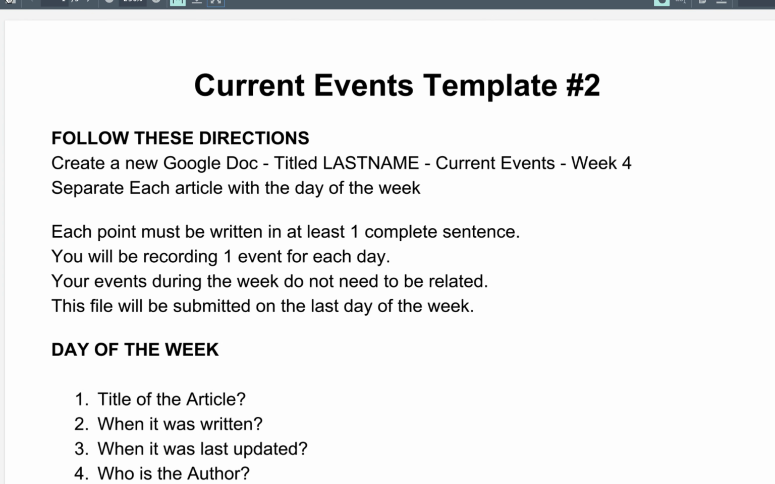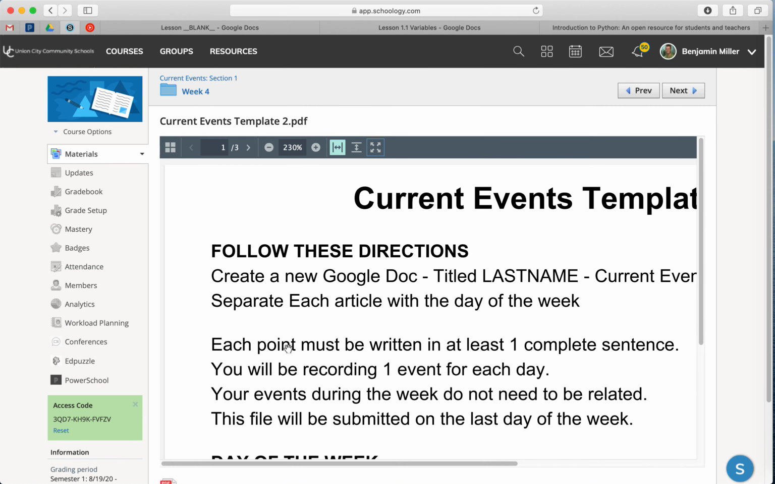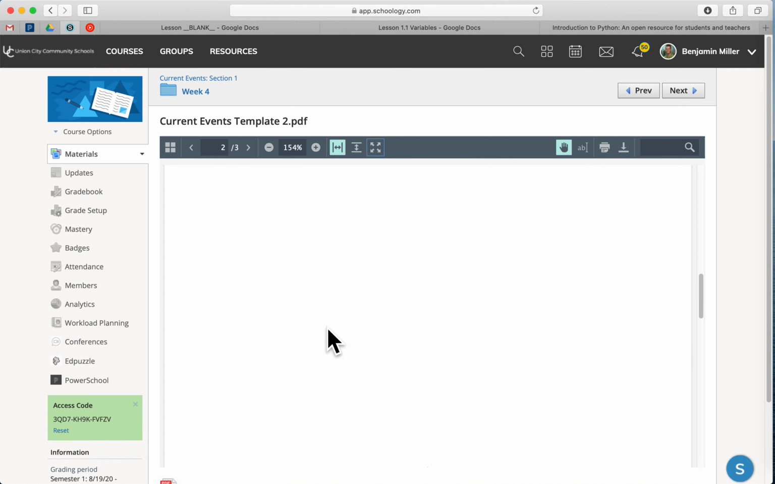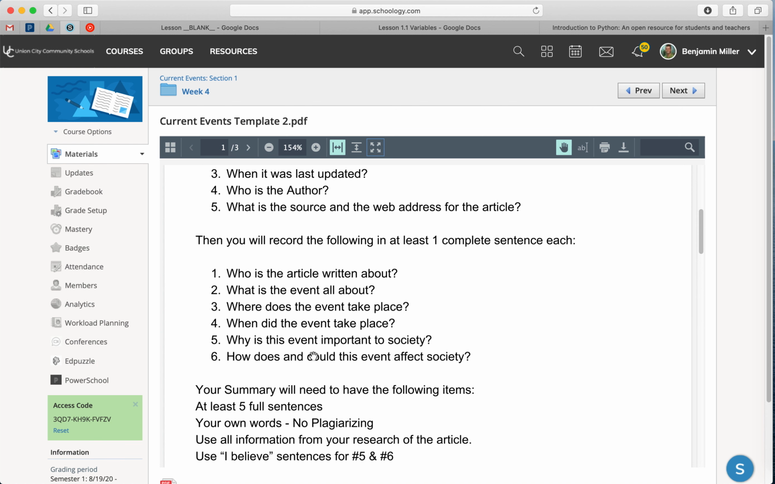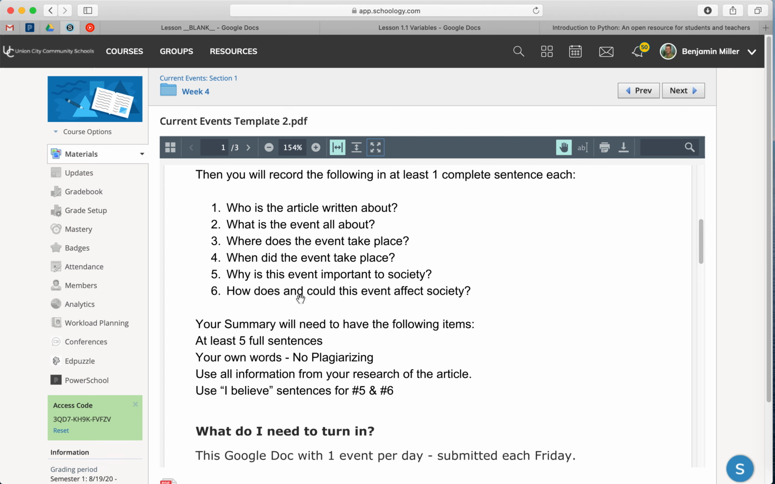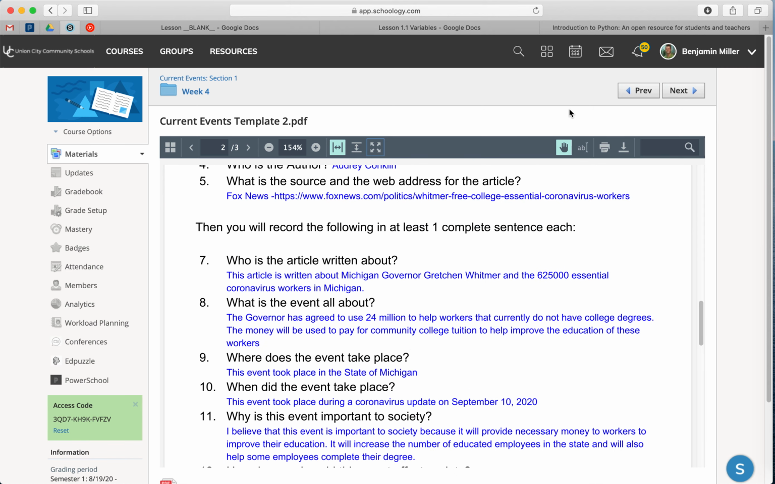So this article, whatever article you choose, whatever current event you choose, you're going to follow this template, and it's going to have all the information, then the current event summary written right below it. So you'll have Monday, the event information, and then the summary. And then Tuesday, the event information and the summary. I think this took me like 20 minutes tops to find the article, find all the information about the article, and write the summary. So if you're working on it, you could be done with the work for this class in about 20 minutes.